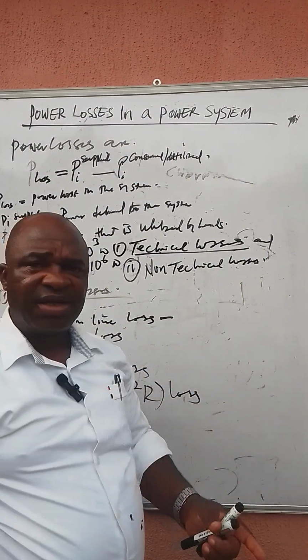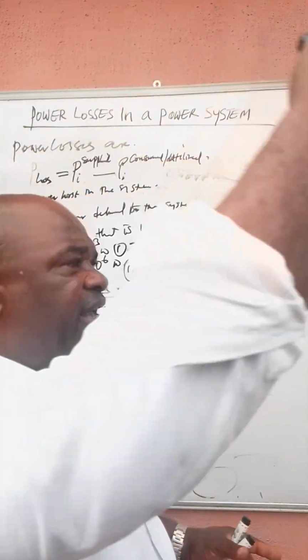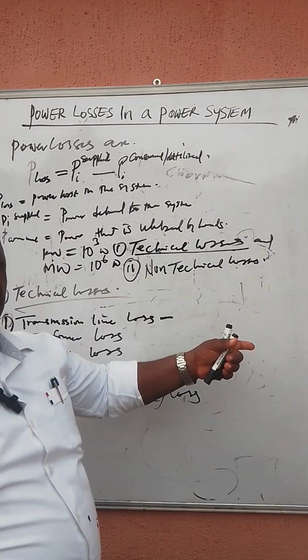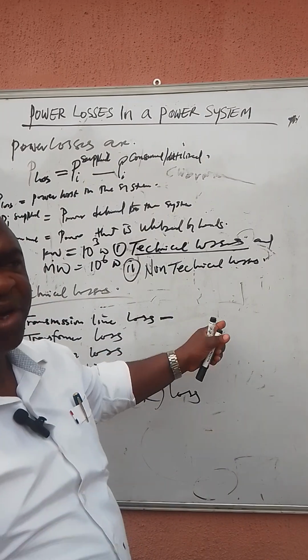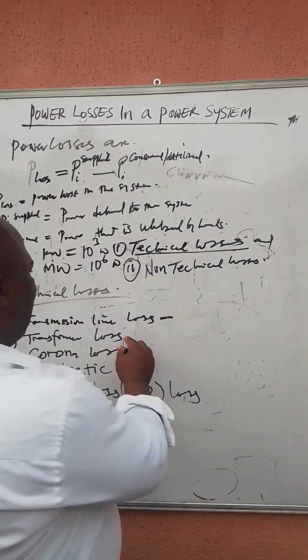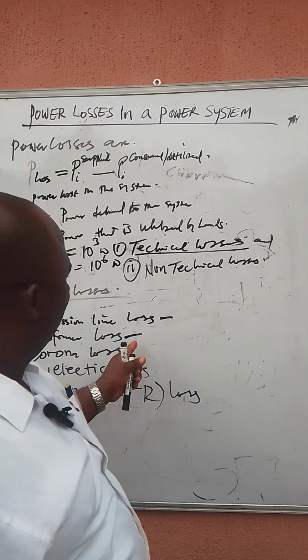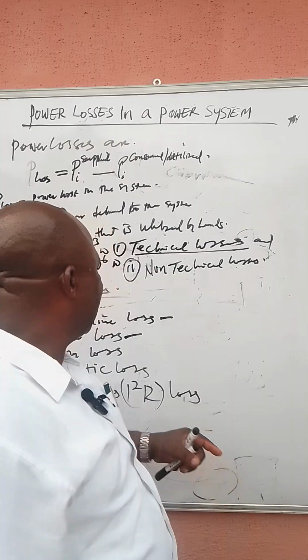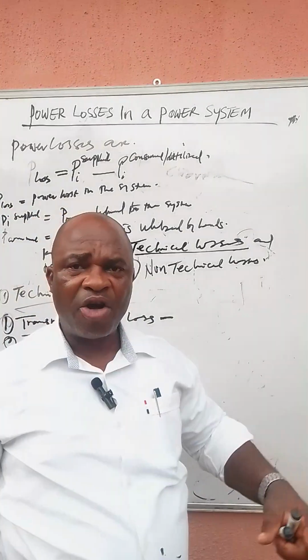When it increases, what is the effect? The current increases, and there will be a very maximum loss, which comes in the form of heat energy. Now, transformer loss. Under transformer loss, these are losses that occur in the transformer environment.